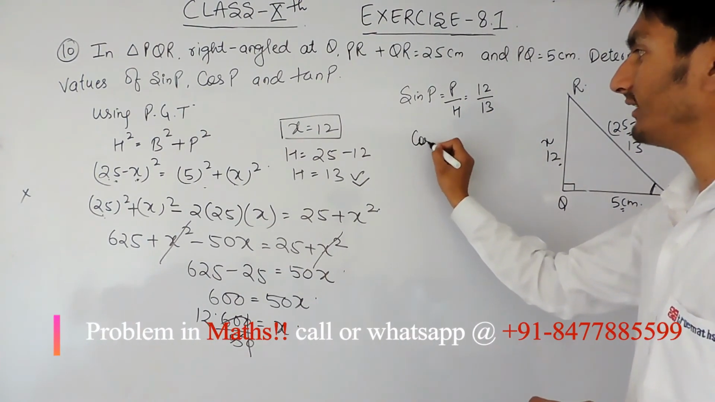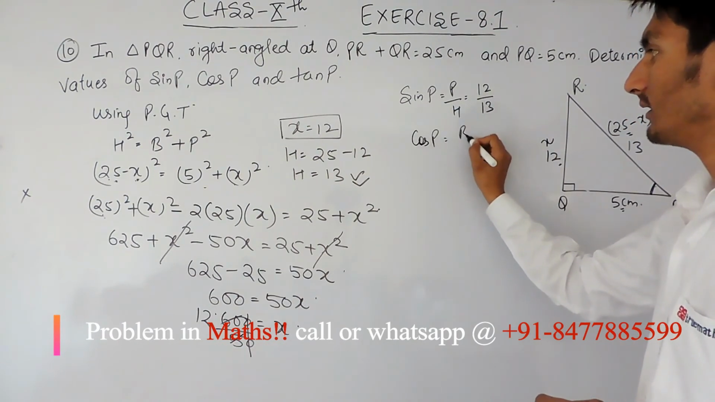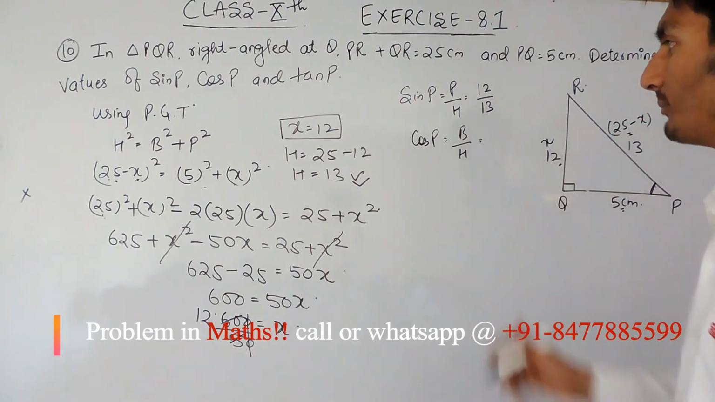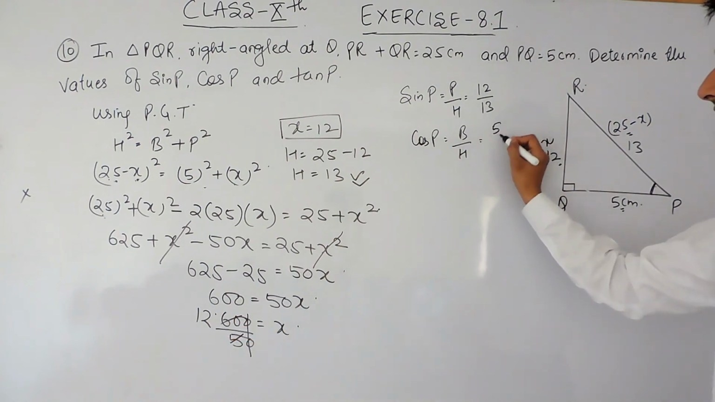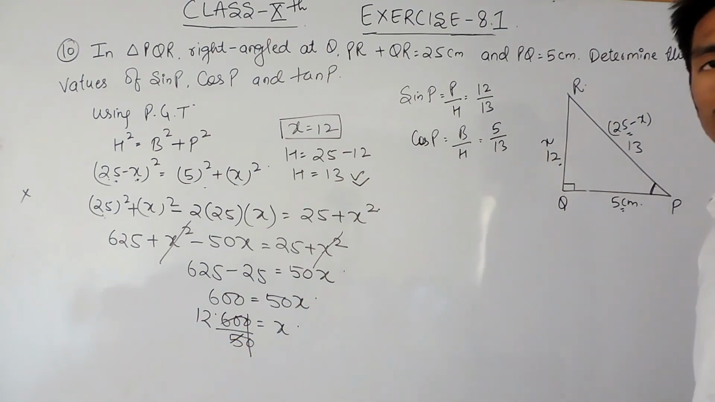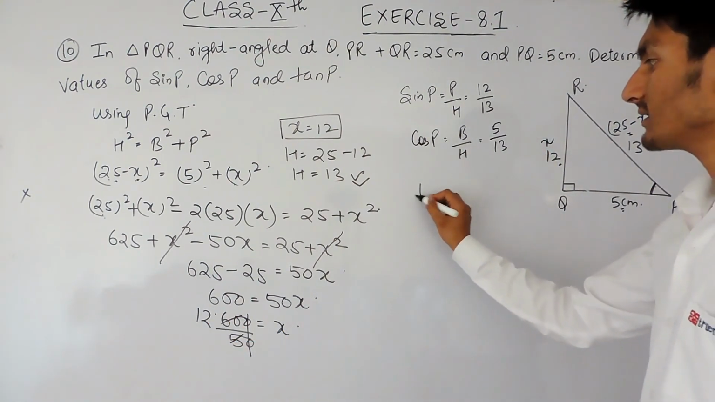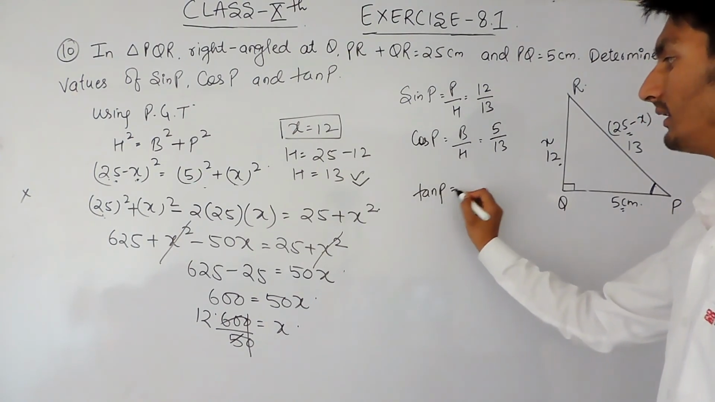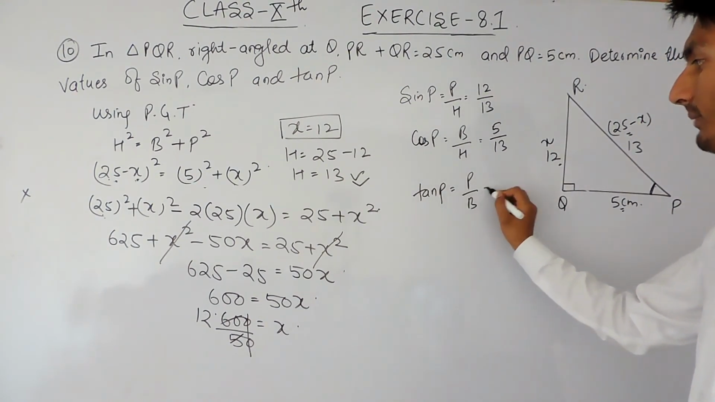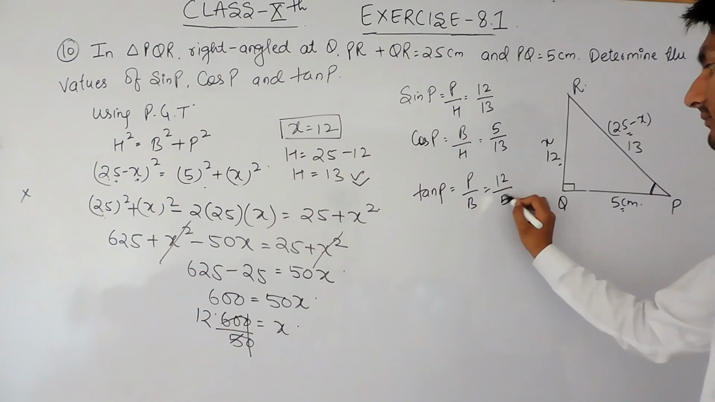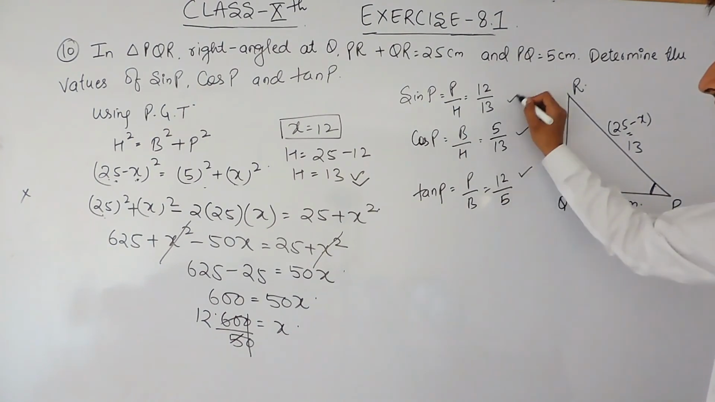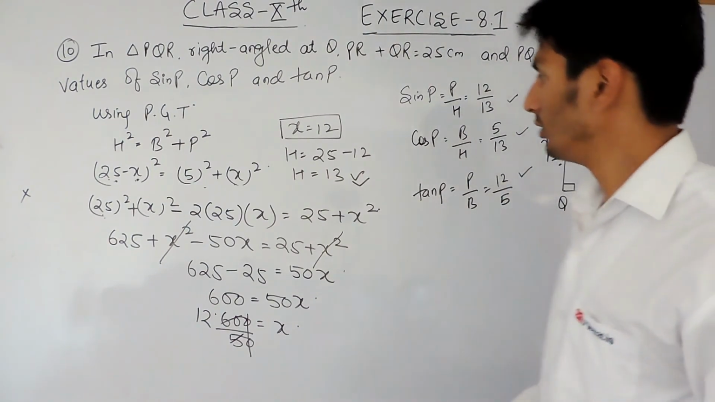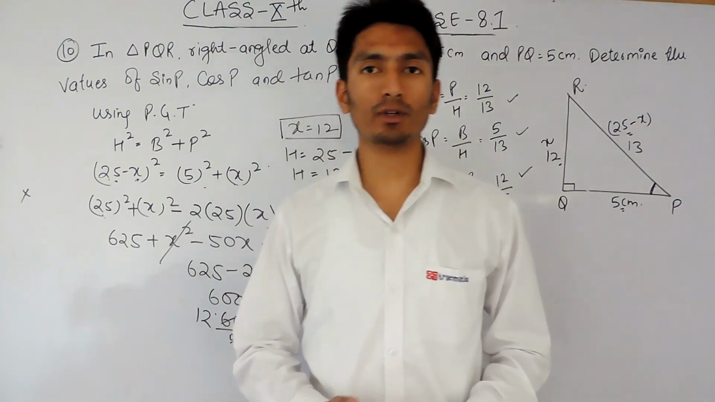Then I have to find the value of cos P. The ratio for cos theta is base upon hypotenuse. Base here is 5, hypotenuse is 13. And at the last, I have to find the ratio for tan P, that is perpendicular upon base. My perpendicular is 12, my base is 5. So this is how you can solve this particular question.